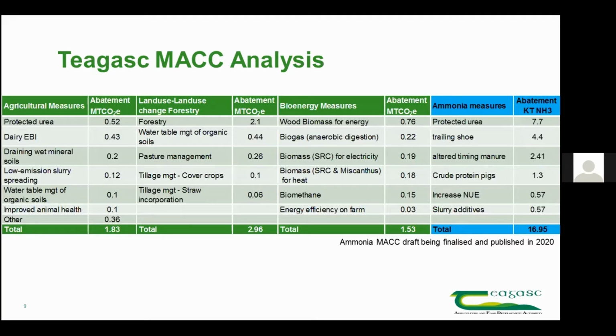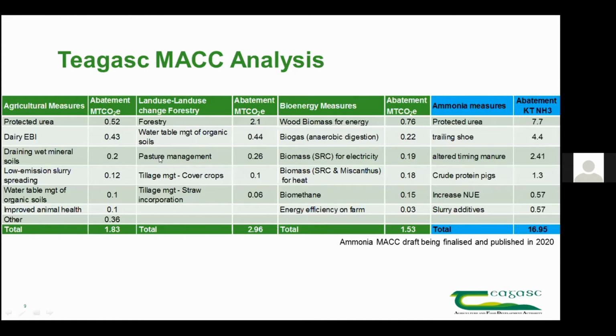So rather than show it fully in a graphical format, I've tabulated out the main winners here in terms of the measures that we have. So protected urea, dairy EBI, low emission slurry spreading, draining wet mineral soils. These are all measures that are quite effective, and in particular, the low emission slurry spreading is also very effective over here in terms of ammonia measures. In fact, amongst the ammonia measures, moving to low emission spreading and protected urea make up the vast bulk of the mitigation actions that we can do. So they are really no-brainers in terms of mitigation measures.